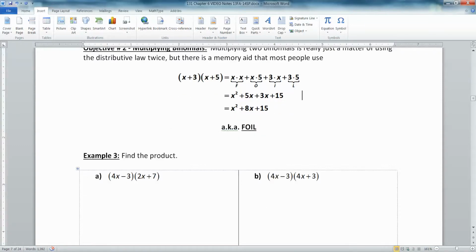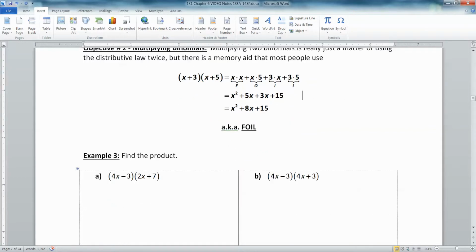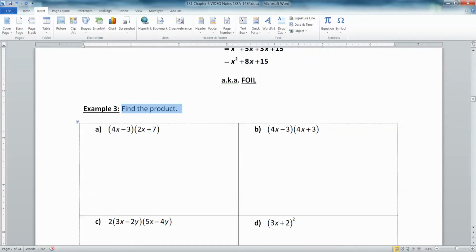All right, so with that, I think we will pause right there. We've gone over what FOIL is, and I will pick up next time on problem example 3, and we'll do all these FOIL problems together.